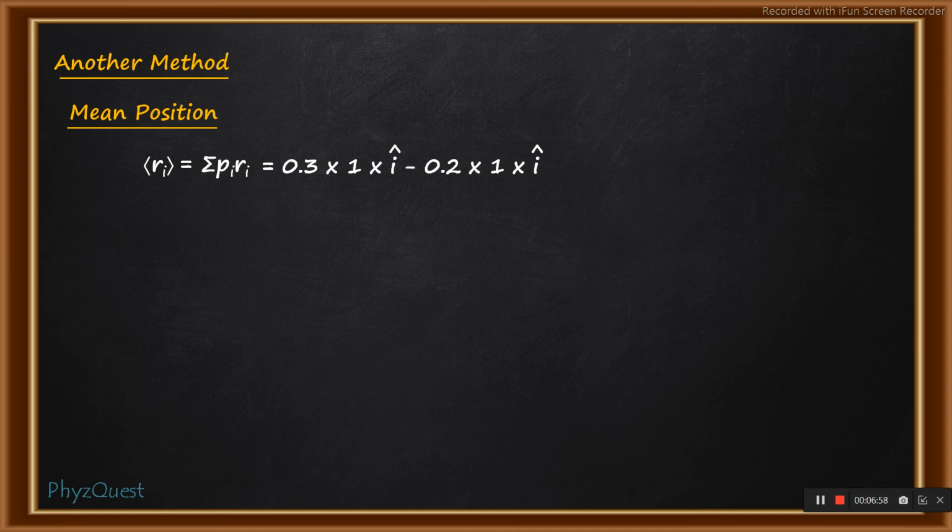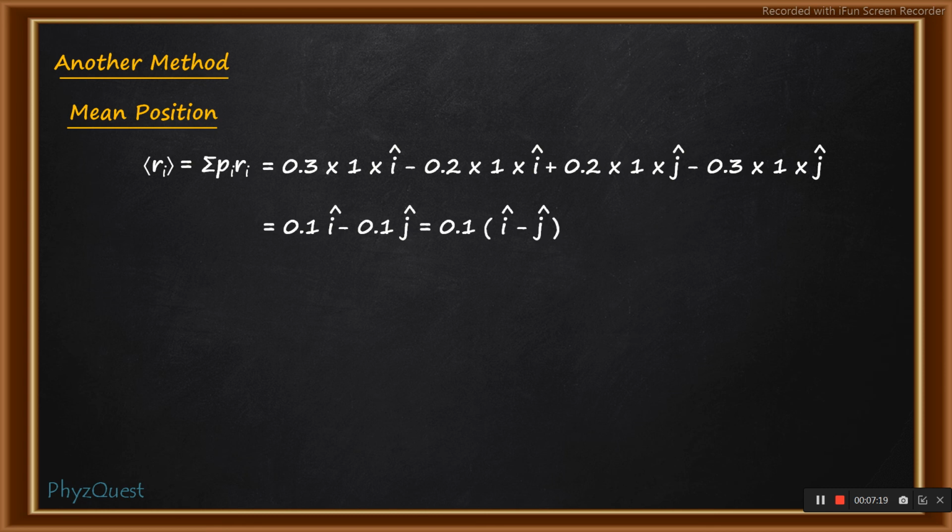Again for positive y-axis, it is 0.2 into 1 into j cap, because we are considering the y-axis. So this is for positive y-axis. Then for negative y-axis, this is minus 0.3 into 1 into j cap. Ultimately when you finally calculate it, this will be 0.1 i cap minus 0.1 j cap, which is equal to 0.1 (i cap minus j cap).